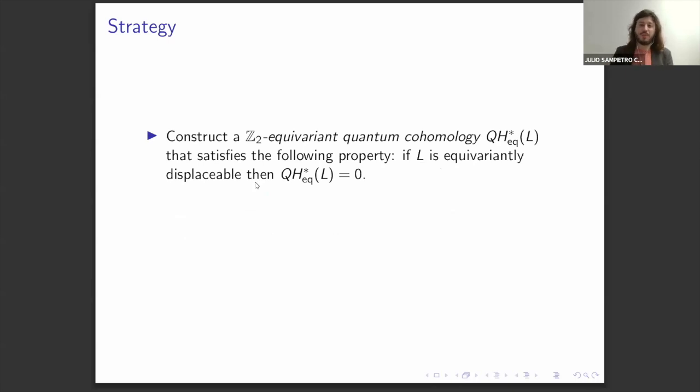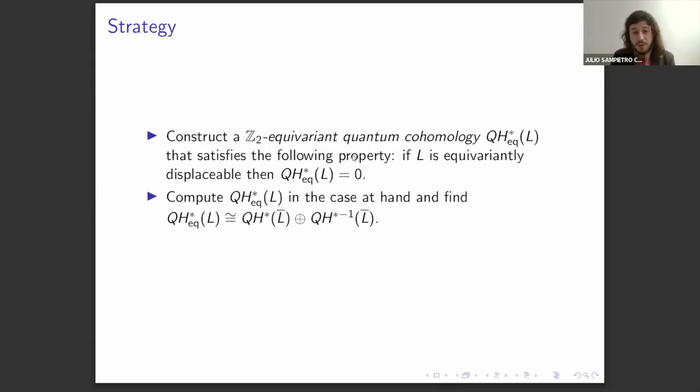The strategy of the proof is going to be as follows. We're going to construct a Z2 equivariant quantum cohomology, QH of L, that satisfies the property you would expect, which is if L is equivariantly displaceable, then the equivariant quantum cohomology vanishes. Then we're going to compute it in the case we have, and we're going to see that it's just a direct sum of the quantum cohomology downstairs plus a shift, and then we win, essentially.